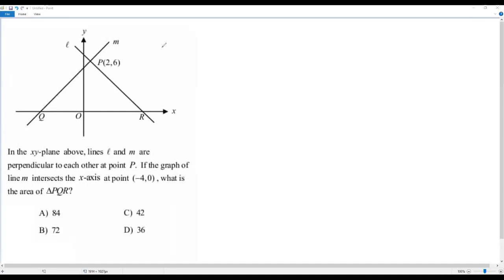Here we have a SAT math problem. Okay, let's go to the question. In the xy plane above, lines L and M are perpendicular to each other at point P. If the graph of line M intersects the x-axis at point (-4, 0), what is the area of triangle PQR?